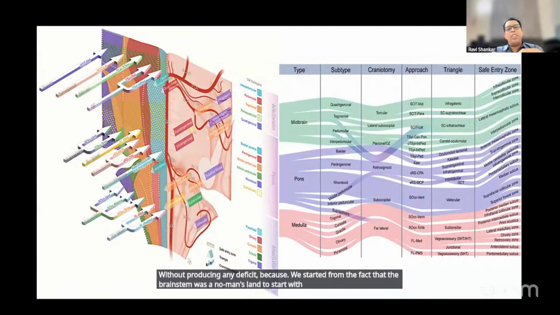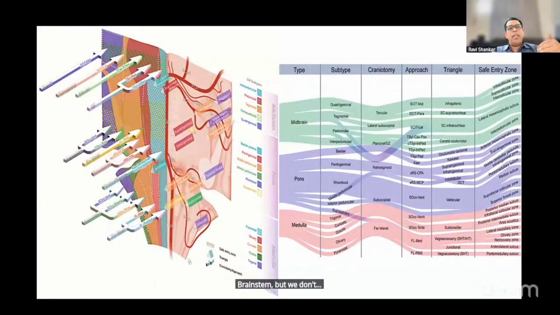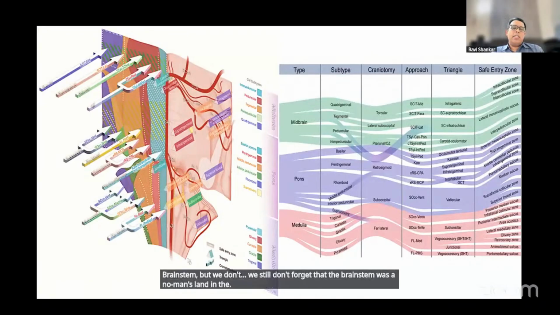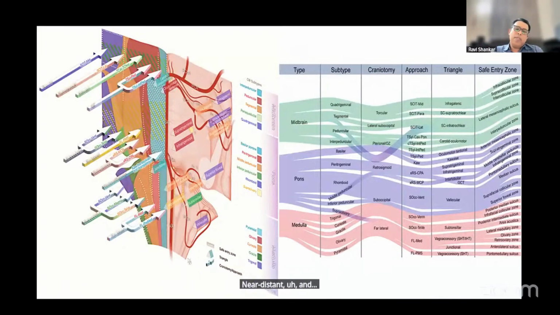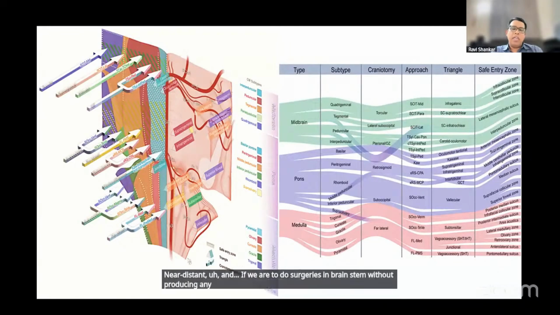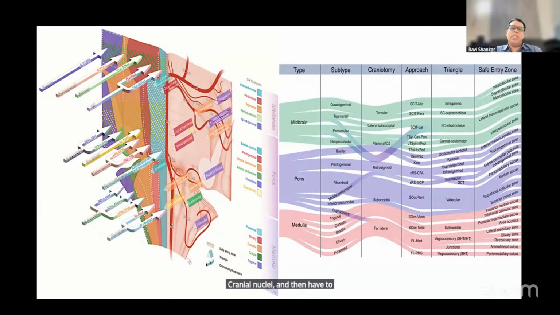Because we started from the fact that the brainstem was a no man's land, and now we are doing surgeries upon the brainstem, but we still don't forget that the brainstem was a no man's land in the recent past. If we are to do surgeries in the brainstem without producing any complications, we have to really understand these fiber tracts, pathways, cranial nuclei, and then navigate upon those to reach our lesion.